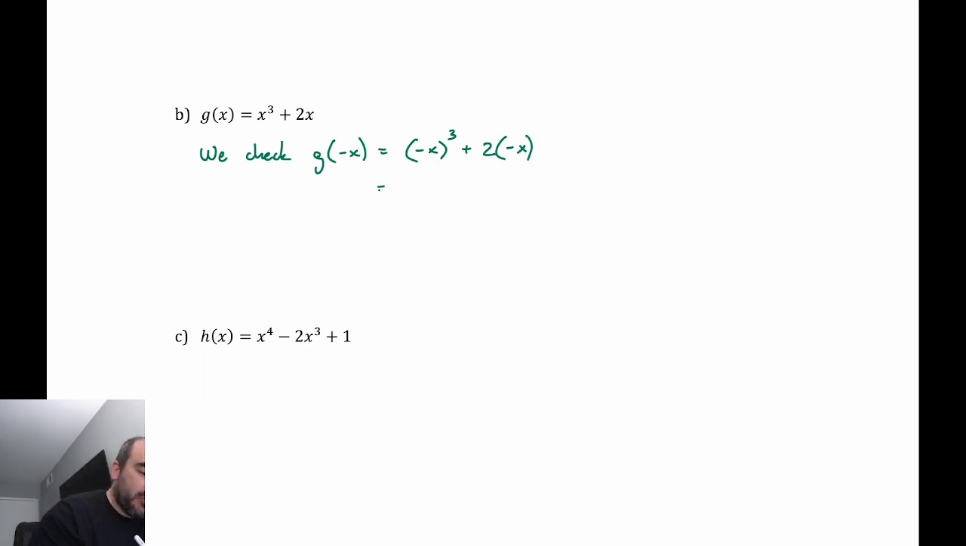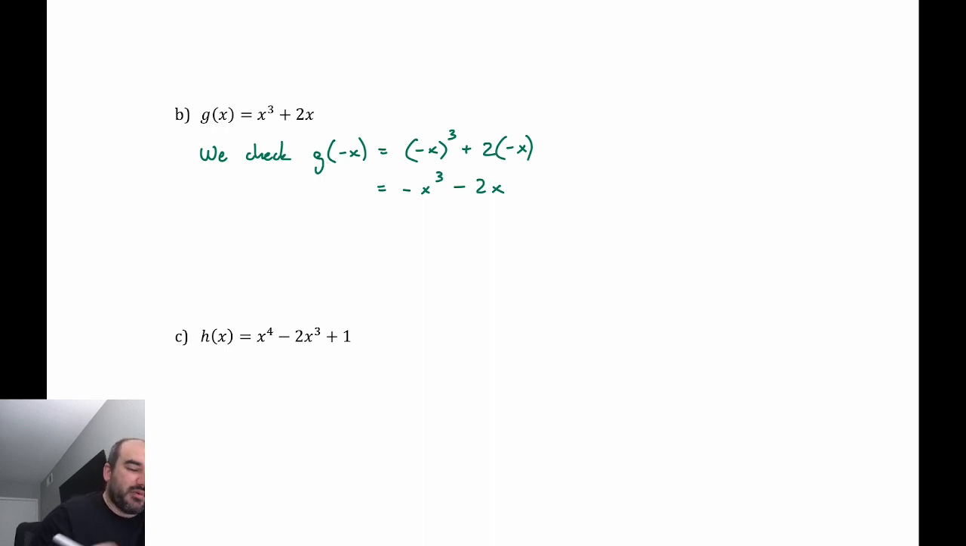What happens when we cube a negative value? Is it negative? It is negative, which means this is the same thing as that without the parentheses. And then this is a positive 2 times a negative x, so we get a negative 2x as a result there.